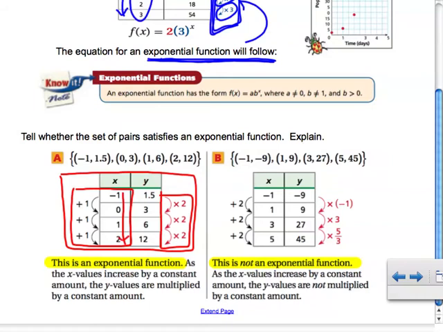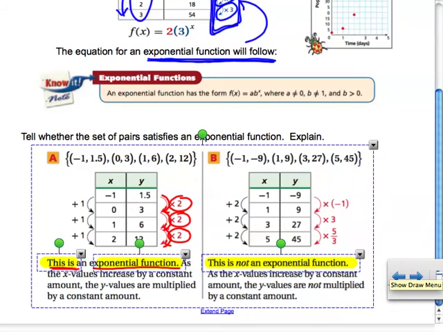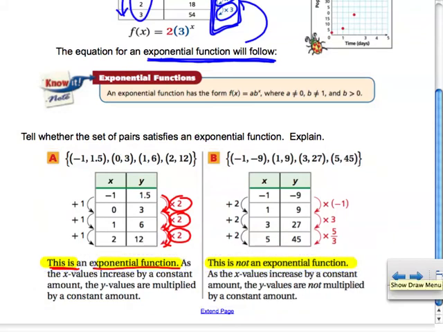If x is growing by 1, in this case -1, 0, 1, and 2, we can just take a quick look at the y values and see if we see any sort of pattern happening as a multiplication. So I have 1.5 goes to 3, 3 goes to 6, and 6 goes to 12. Not too hard to see that we're multiplying by 2 each time. So this is an exponential function. Okay? As the x values increase by a constant amount, the y values are multiplied by a constant amount as well.